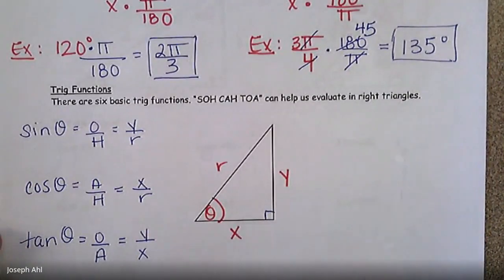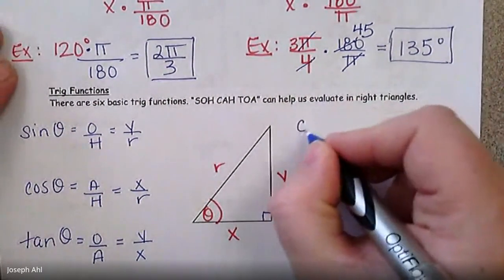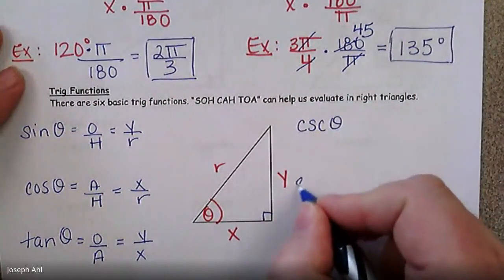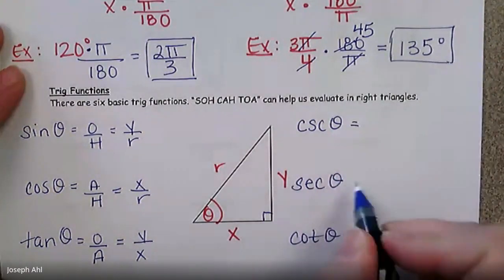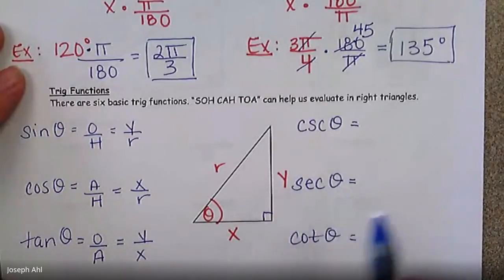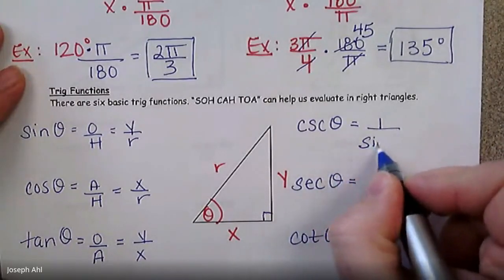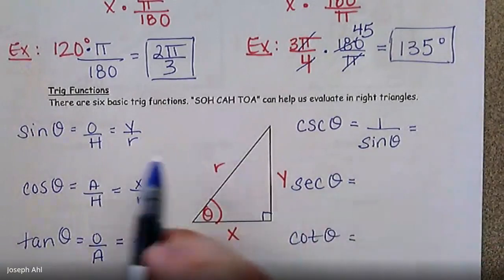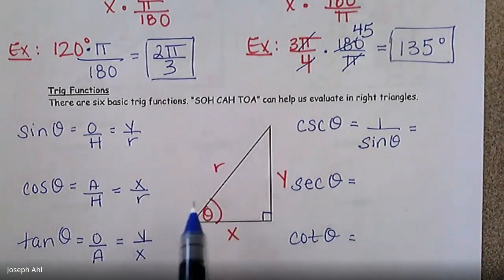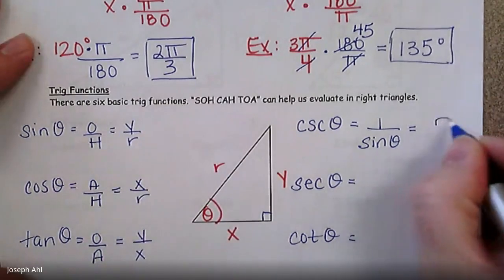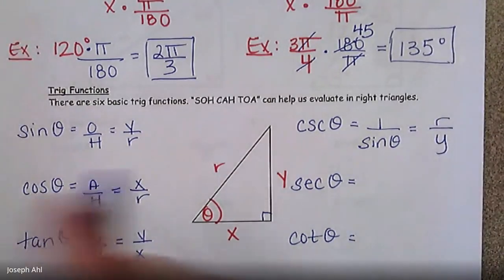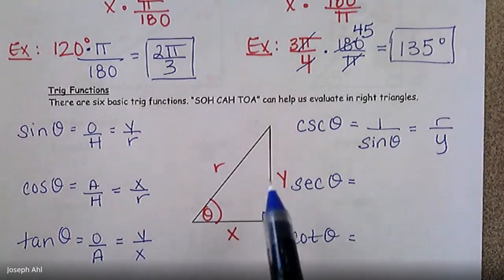But the other three maybe we're not as comfortable with, or just as familiar with, at least, because they're reciprocal functions. And the reciprocal functions have the names cosecant, secant, and then finally cotangent. And I'll tell you, cosecant's the reciprocal of sine. It's 1 over sine theta. And the easiest way to figure out the ratio for cosecant in this picture is not to do 1 divided by y over r, but to simply flip that fraction over. It's just r over y. It's going to be hypotenuse over the opposite.